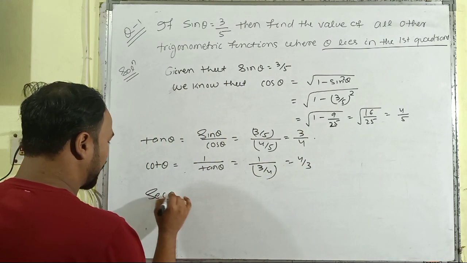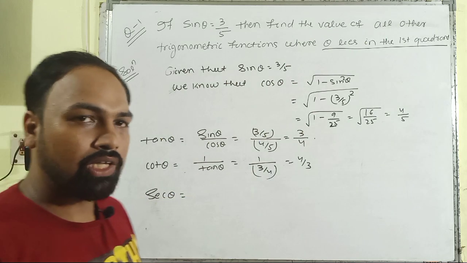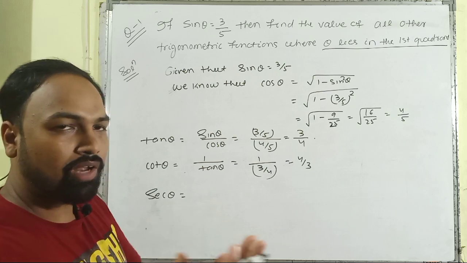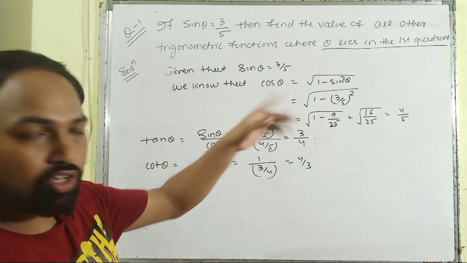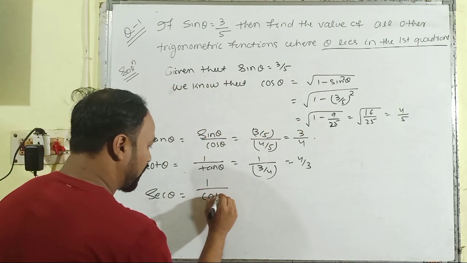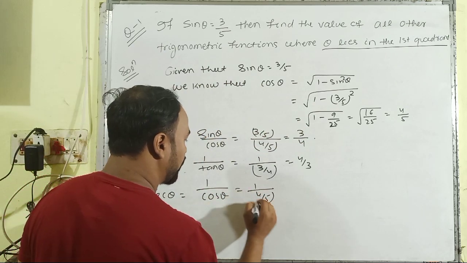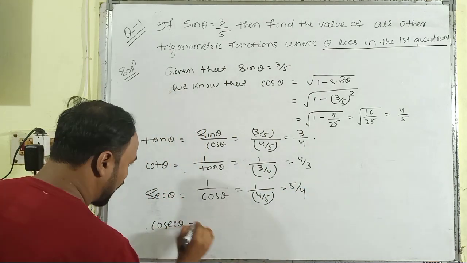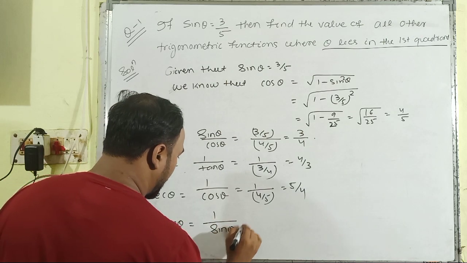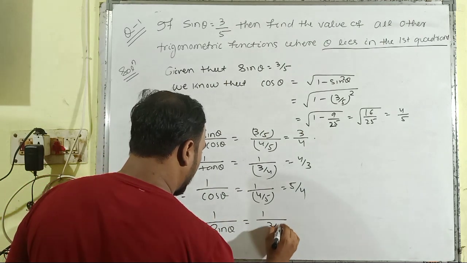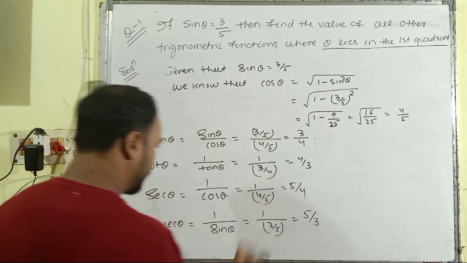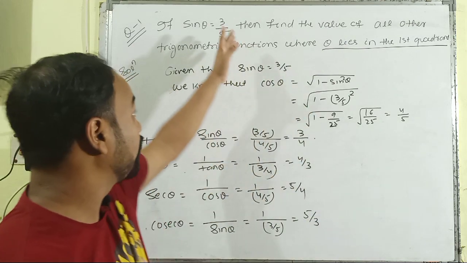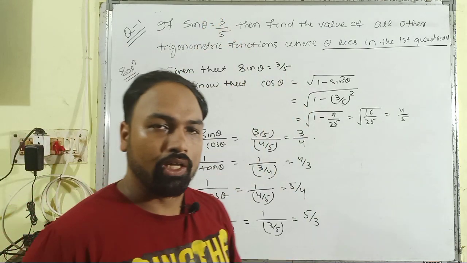Then we have to find the sec theta. We know that it is the square root of 1 plus tan square theta. But we have a more suitable fundamental formula, that sec theta is 1 upon cos theta. That means 1 upon 4 by 5, and that is 5 by 4. Then cosec theta is 1 upon sin theta, which is 1 upon 3 by 5, that is 5 by 3. So this is a very simple method to find all of the trigonometric functions if one of sine or cos is given to you in the first quadrant.